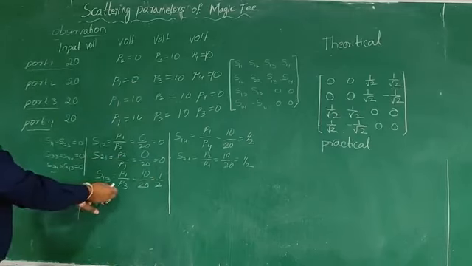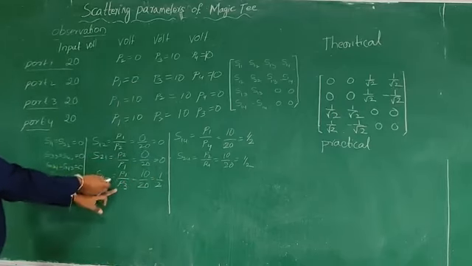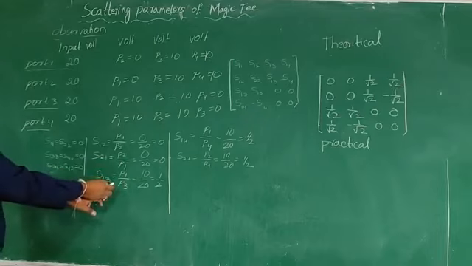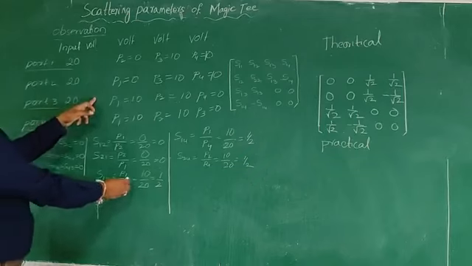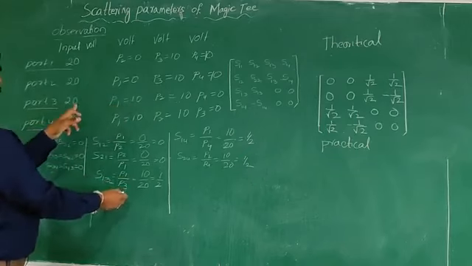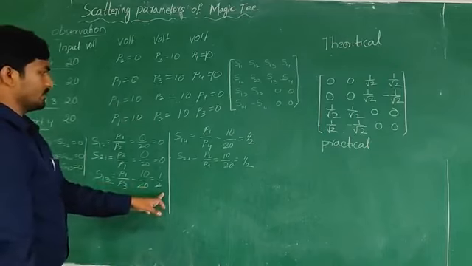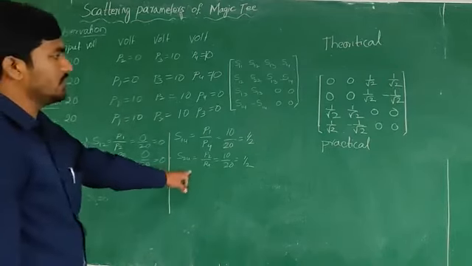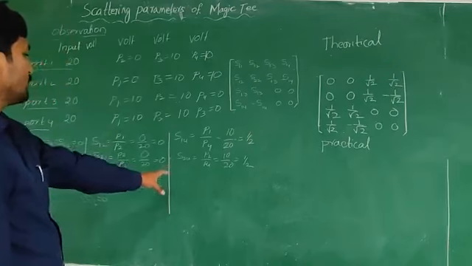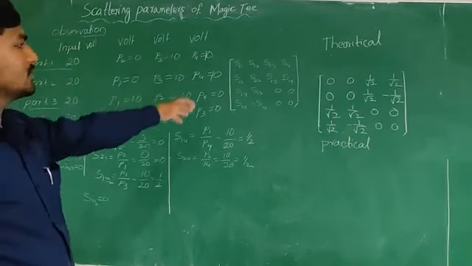Similarly, S13 is equal to P1 by P3. The input is at port 3 and the output is at port 1. We got P1 equal to 10 and input 20, that is 10 by 20, which is equal to 1 by 2. Having got these values, we are going to substitute them in the scattering matrix.